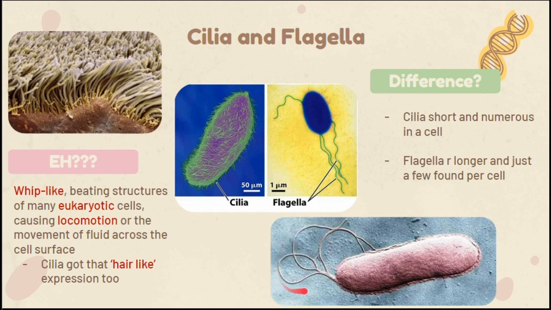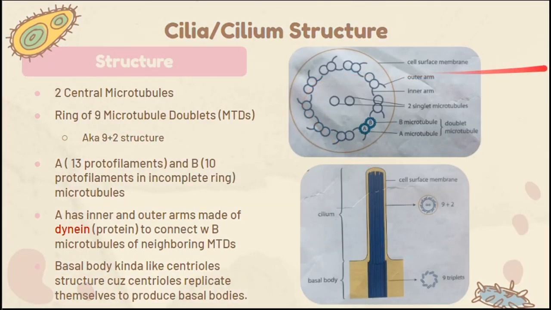We don't need to know the structure of the flagella as of this year's syllabus, but we do need to know the structure of the cilia, which is somewhat similar to the structure of the centrioles. The first difference that you might have noticed is that we have two central singlet microtubules. The outer ring is made of nine microtubule doublets, MTDs for short, which is referred to as a 9+2 structure. 9 for the 9 microtubule rings and 2 central singlet microtubules.